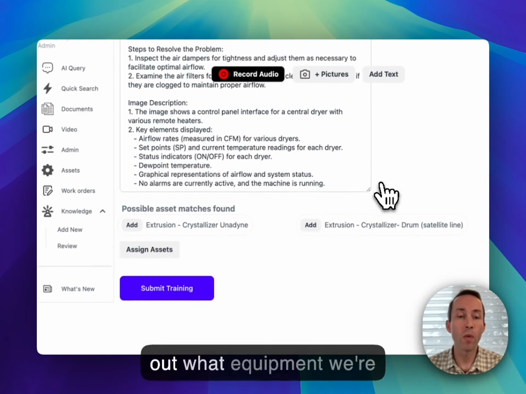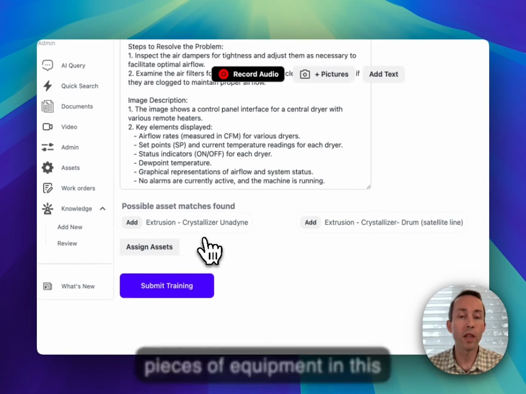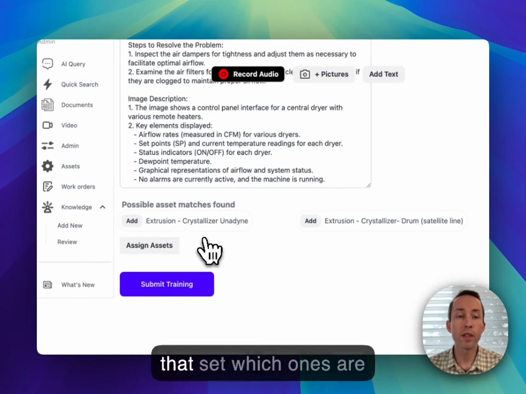It's also figured out what equipment we're probably talking about. So there's actually over 1,000 pieces of equipment in this list. It's figured out of all that set which ones are relevant to us. We're just going to go ahead and add that one so we know that one is relevant, and then we're going to go ahead and submit training. And there it is. Now it's completed.